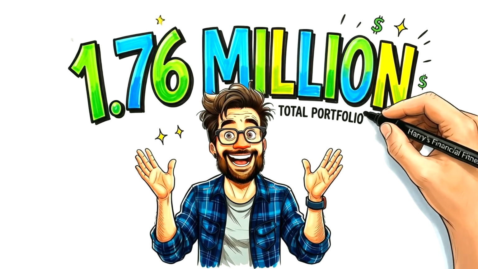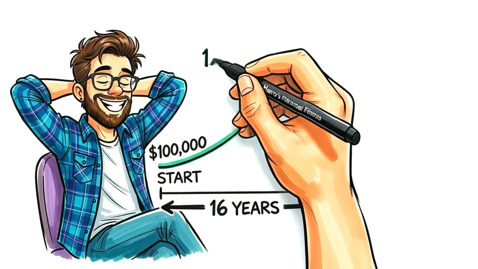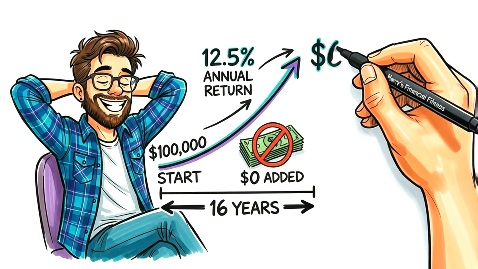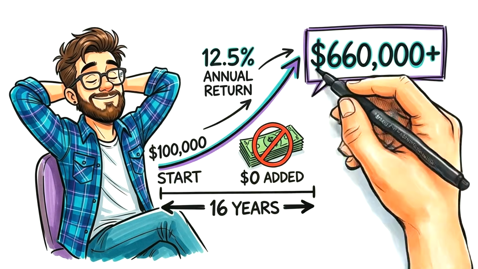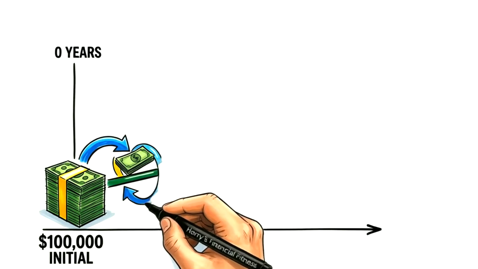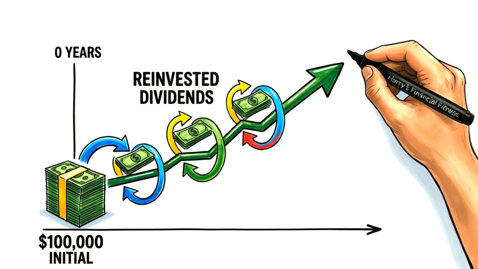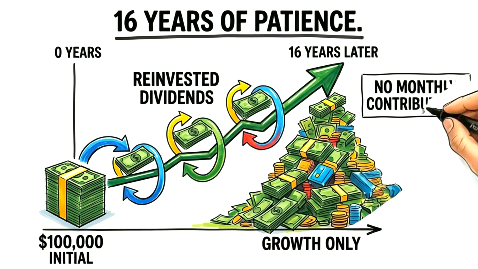$1.76 million. Now, if Harry already has that $100,000 and the market continues delivering around 12.5% total returns, he wouldn't need to add another dollar if he was willing to wait approximately 16 years. Just let the reinvested dividends and growth do their thing. 16 years of patience, no monthly contributions, just the original $100,000 growing on its own.